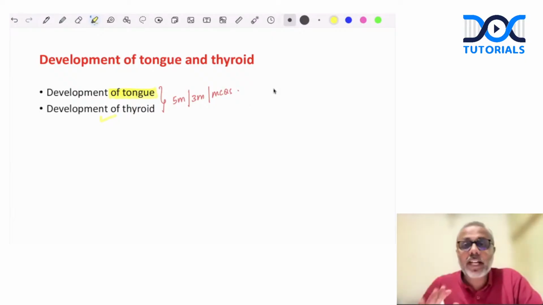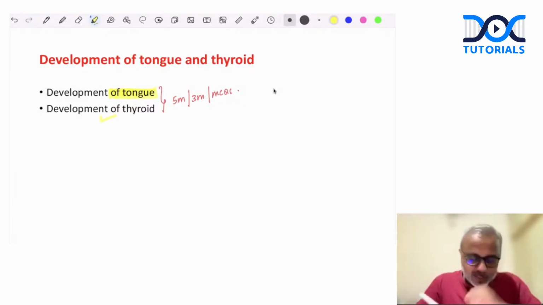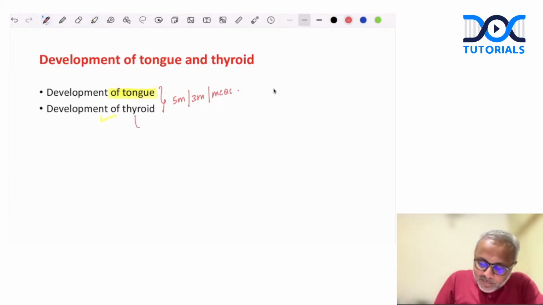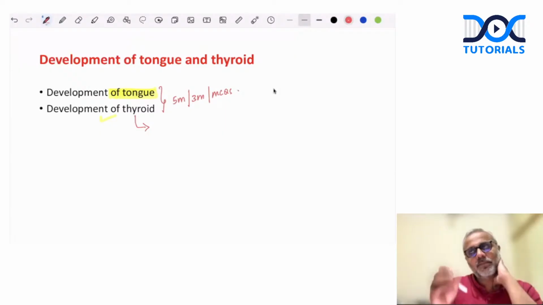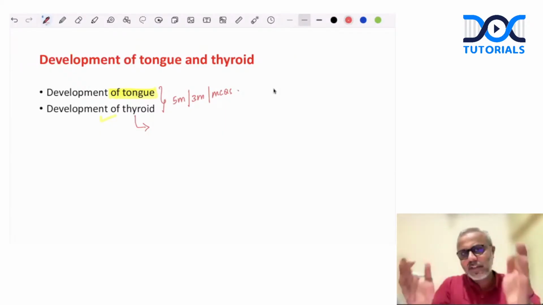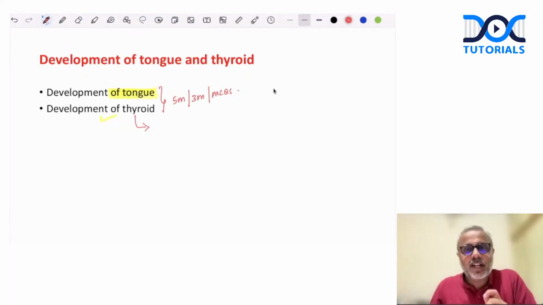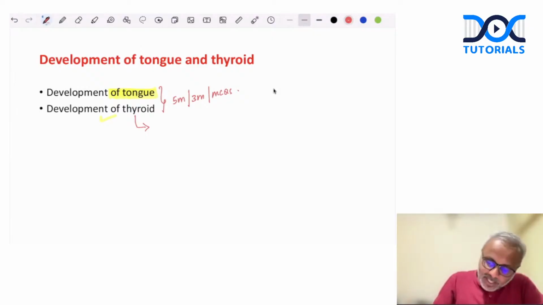Development of the thyroid, again, as I said, is an important 5-marker or 3-marker question. In the development of the thyroid, one thing the examiner would look for: we would all describe the development of the thyroid coming from the thyroglossal duct, from the foramen cecum. We will explain the development, everything. But what we usually forget in development of the thyroid is the development of the parafollicular cells.